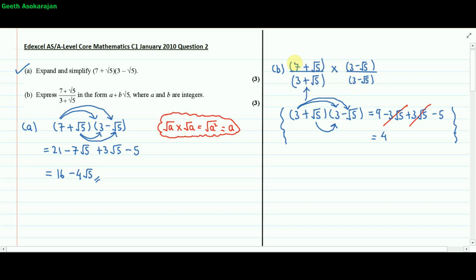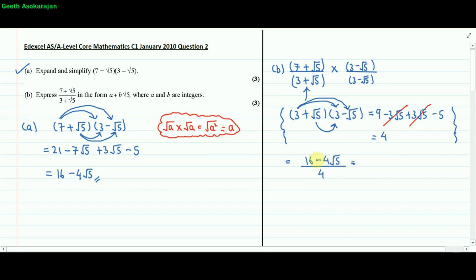Now, as for the top pair, 7 plus root 5 times 3 minus root 5, we already did that calculation here as far as part A was concerned, and when we multiplied the two, we had 16 minus 4 root 5. So let me use that answer from part A. So multiplying the two, same thing as we did for part A, we had 16 minus 4 root 5. So let me borrow the answer from part A. And that is all divided by the 4 below.